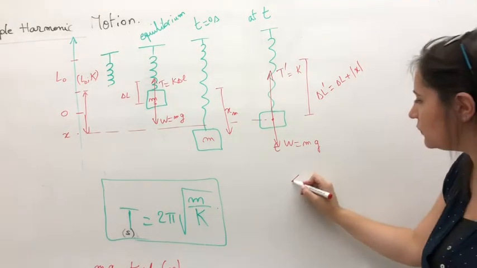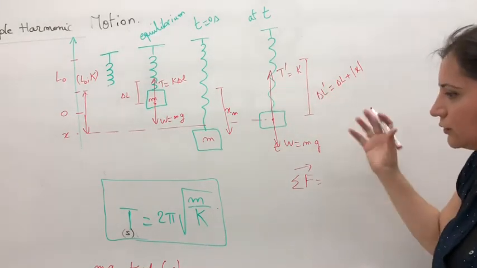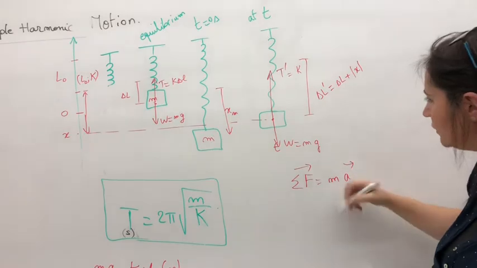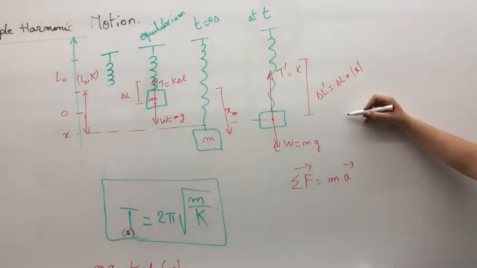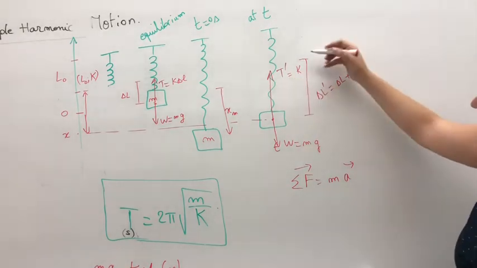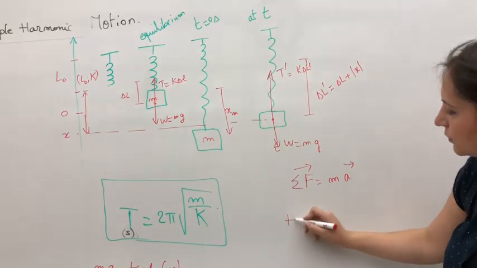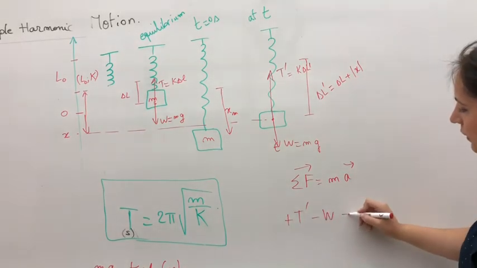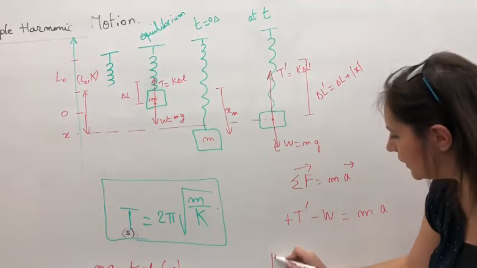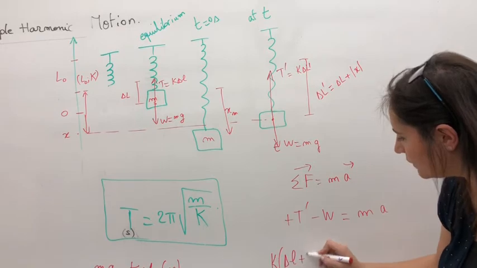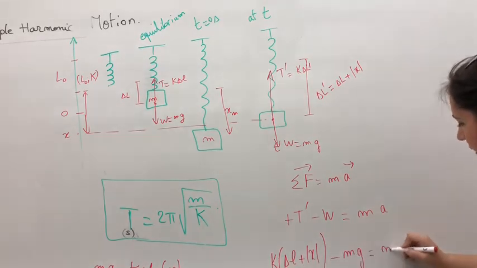Now if you do the sum of forces, it equals ma, yes, because during oscillation there is no equilibrium, so it equals ma. And you project on the y-axis. Everything going up we put plus, everything going down we put negative. T prime is K delta L prime. It is going up, so plus T prime minus the weight equals ma. T prime is K delta L plus absolute value of x, minus mg equals ma.